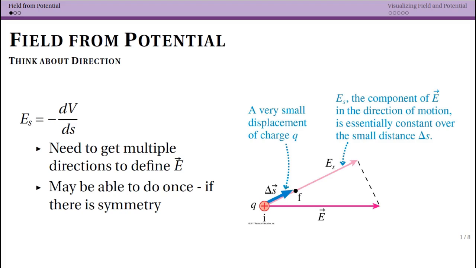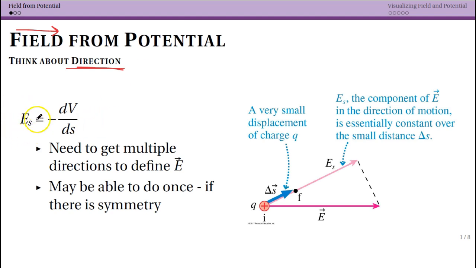We've said how we can get potential from field, but now how are we going to get field from potential? One thing that really makes this more challenging is we need to think about the direction. Remember that field is a vector, while potential was a scalar. So this gets a little trickier simply because we need to get the direction out of this.